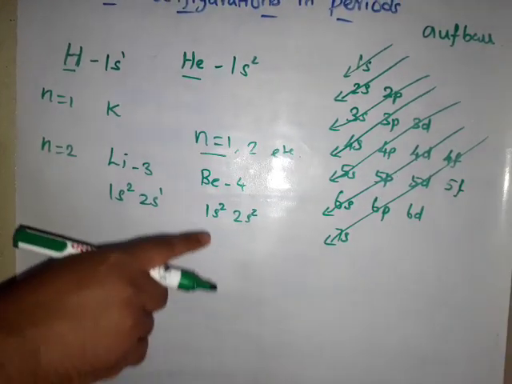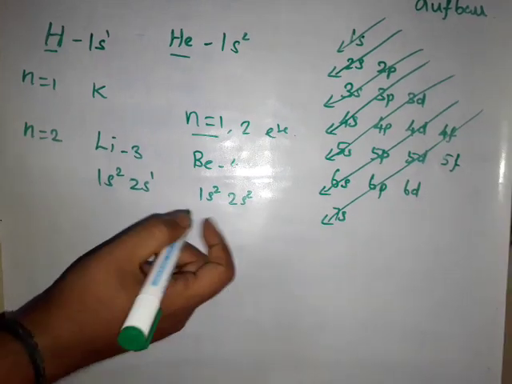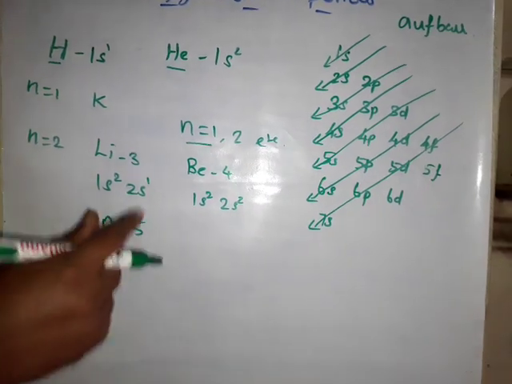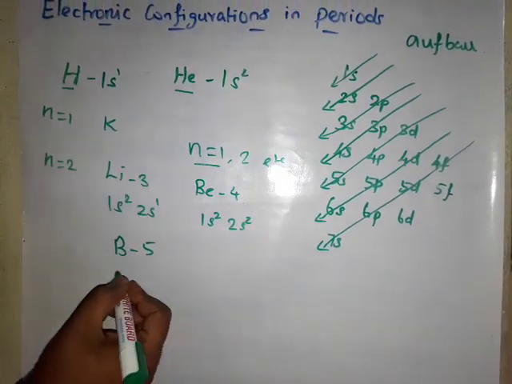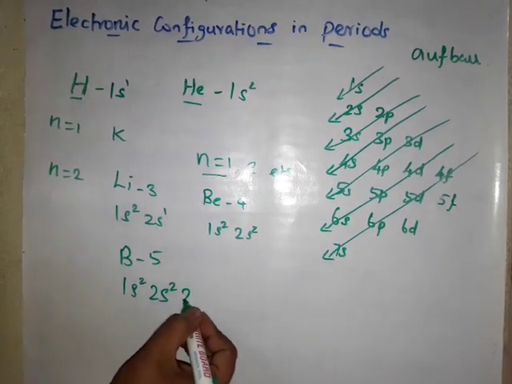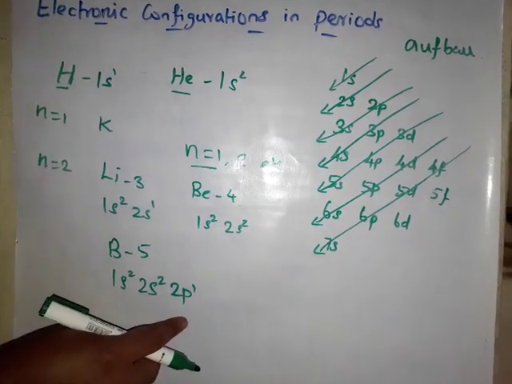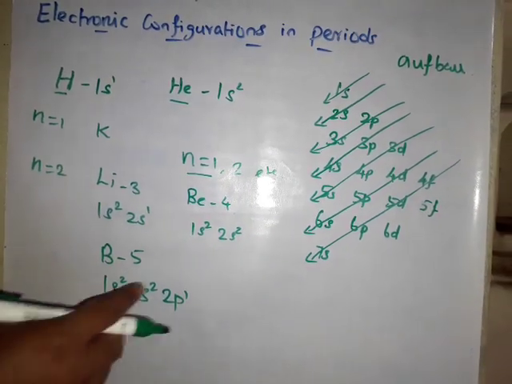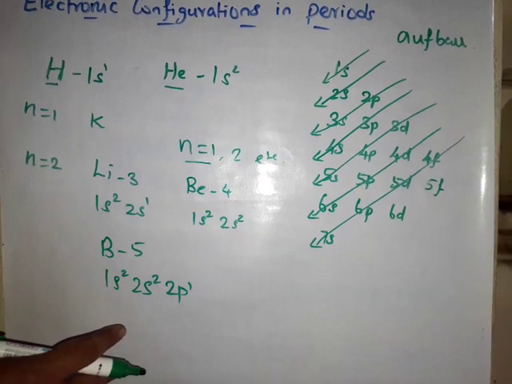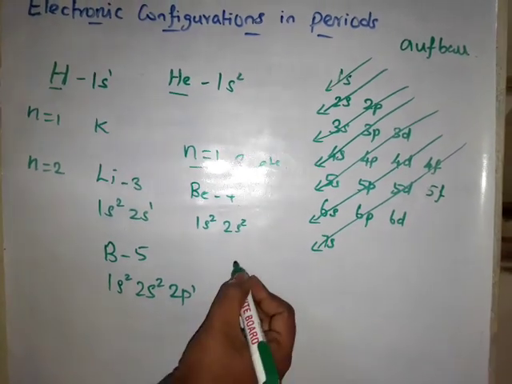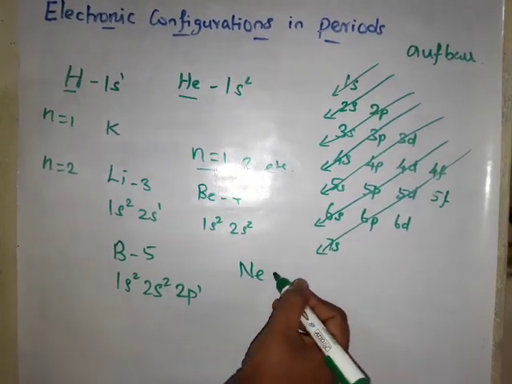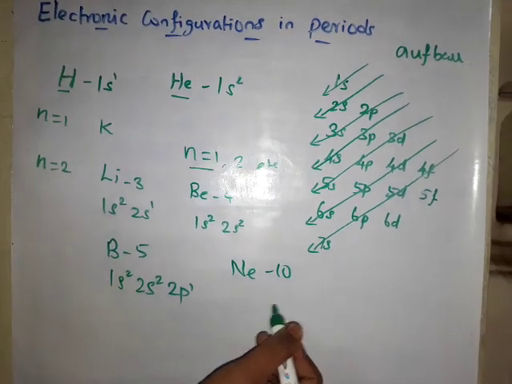The next element is boron, atomic number 5. Here the p orbitals are involved for the first time. The electronic configuration is 1s2, 2s2, 2p1. So the 2p orbitals are filled with electrons until the L shell is completed at neon. K is the first shell, the next shell is L. Neon has atomic number 10, so the L shell will be completed like this.